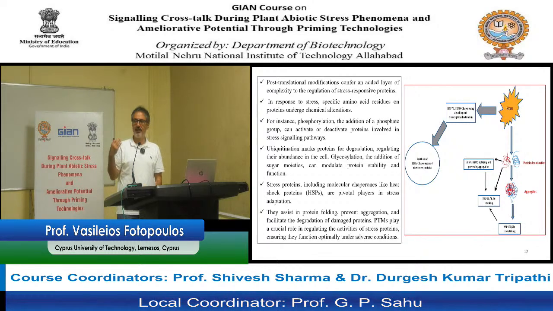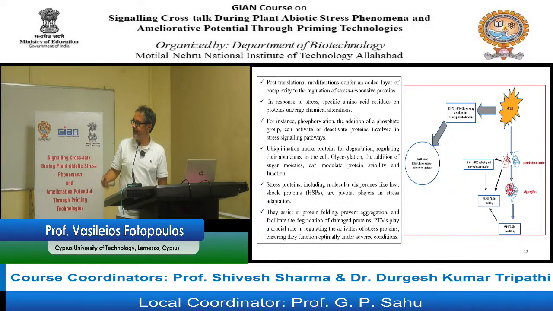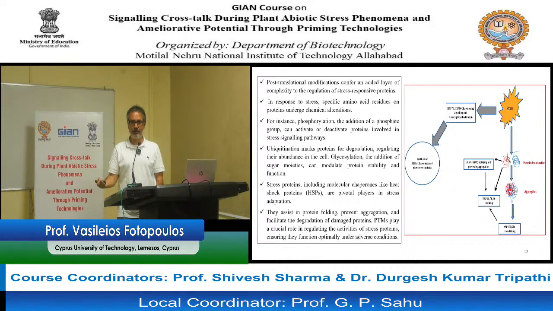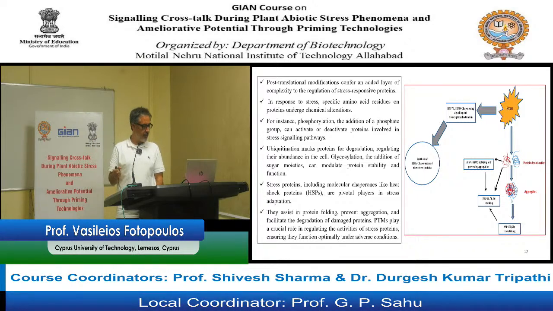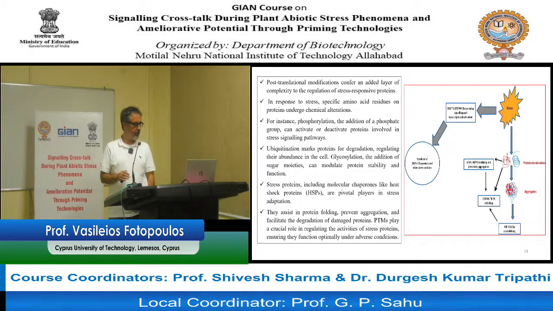So PTMs confer an added layer of complexity to the regulation of the stress-responsive proteins, and in response to stress, specific amino acid residues on proteins are the ones that undergo chemical alterations. So for the example of phosphorylation, the addition of a phosphate group can activate or deactivate proteins, mostly the latter, involved in stress signaling pathways. And ubiquitination marks proteins for degradation, regulating their abundance in the cell. And glycosylation, for example, which is the addition of sugar moieties, can modulate protein stability as well as function. So a big array of modifications.